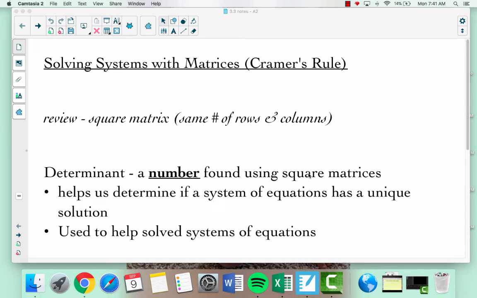Welcome back, class. Today is going to be about solving systems using matrices, more specifically what we would call Cramer's rule. Before we can actually get into that specific method, we have to talk about a determinant.